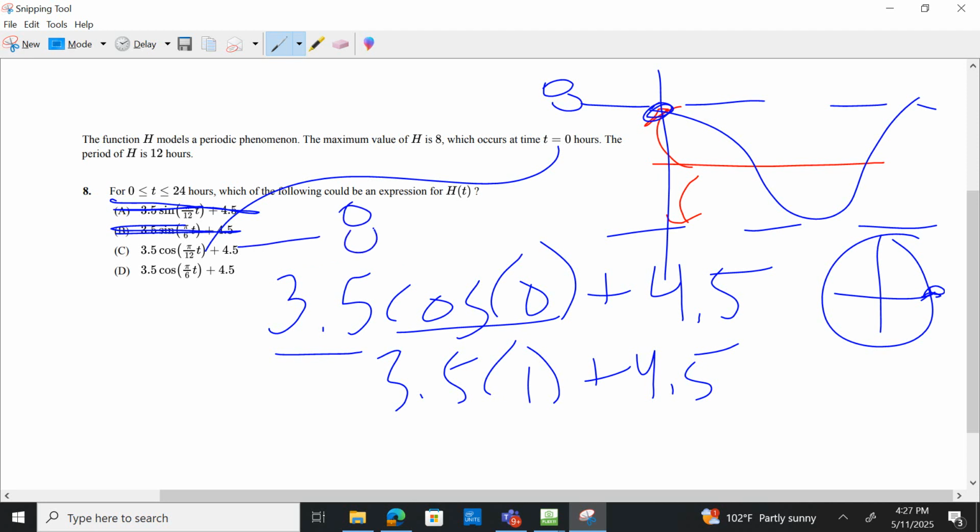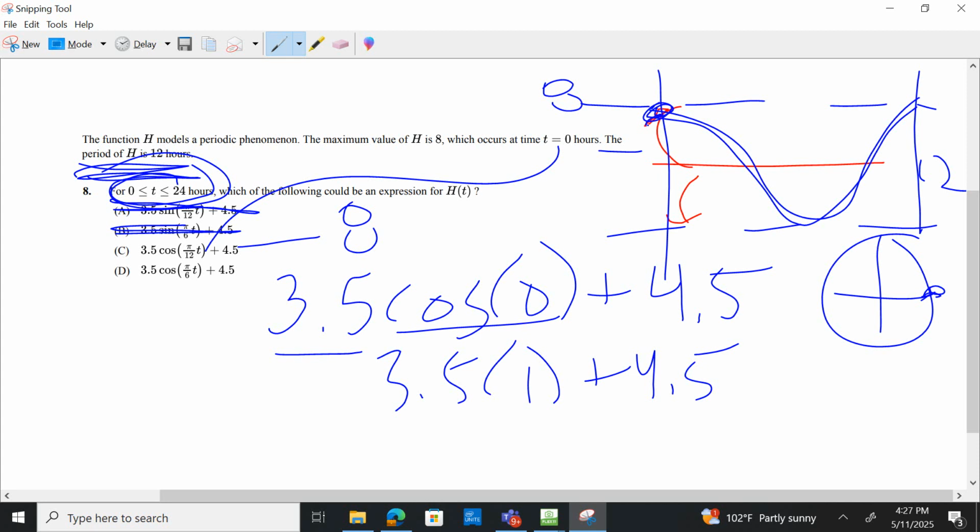But then I'm looking down below. It says for t's between 0 and 24, and it says the period is every 12 hours. So this is saying within 2 cycles. Okay, so I have another way to check this. We know that 1 cycle is 12. How do I know that? Because it says the period is 12 and they want us to go 2 cycles.